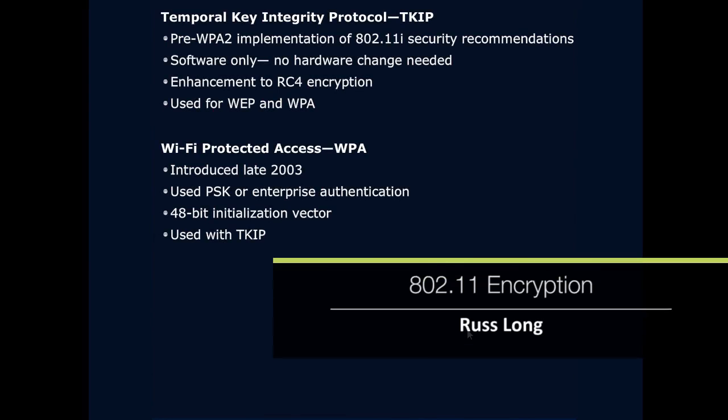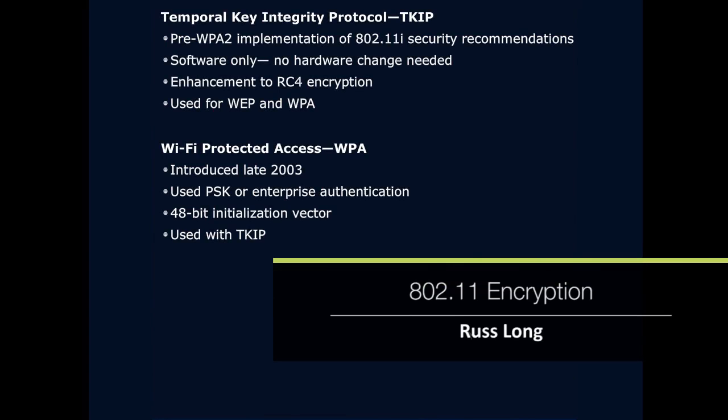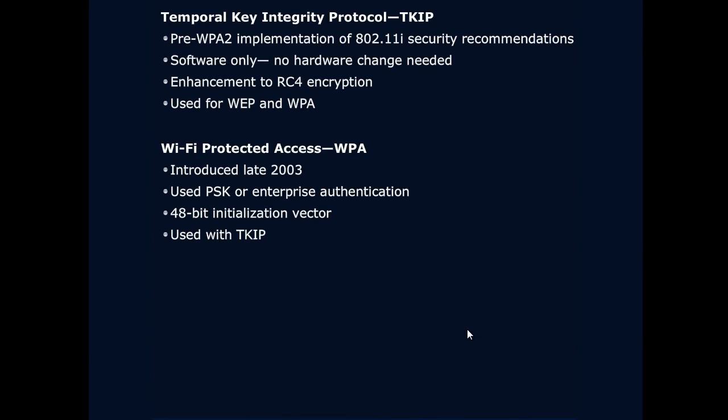Let's talk for a moment about some of the modern encryption standards that we can use with 802.11 to make it more secure. First off, let's talk about Temporal Key Integrity Protocol, TKIP. Everybody you talk to will reference it as TKIP. Now, this is pre-WPA2. So WPA2, which we'll talk about a little bit later, is the most modern. So this is a little older, right?